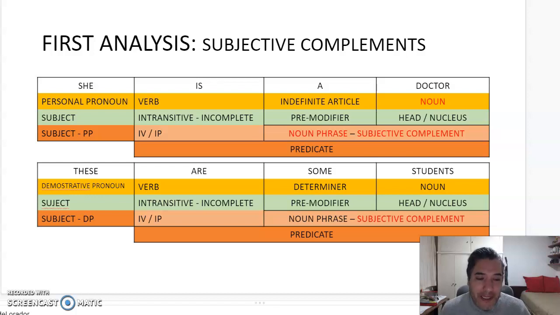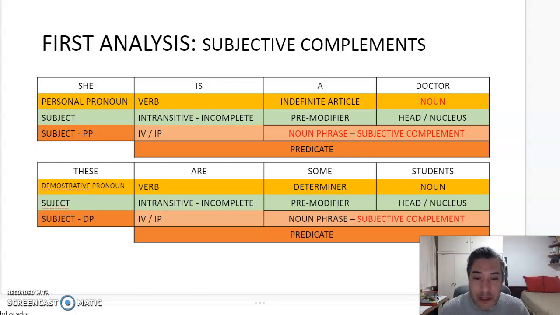Well, hello, this is the second part, and we are going to start with the analysis, and this will be your first analysis. To begin with, we are going to deal with subjective complements. We have already seen this concept. Subjective complements are connected with characteristics of the subjects.